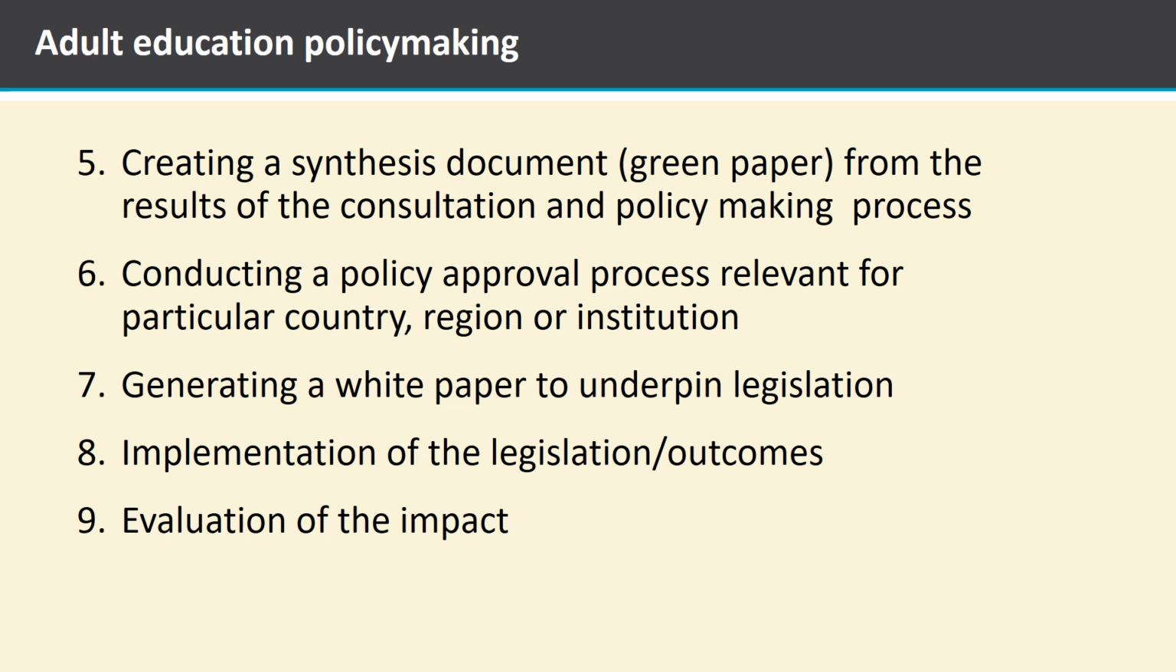Step 5 is creating a synthesis document. In many places and countries, this is called a green paper. So the document is created from the results of the consultation or the policy-making process fully. Step 6 is conducting a policy approval process relevant to that particular country, region, or institution. That leads us to step 7, which is generating a white paper to underpin the legislation. Step 8 is the implementation of the legislation. And step 9 is the evaluation of the impact. The evaluation may be short-term, medium-term, or long-term, but preferably a combination of all.